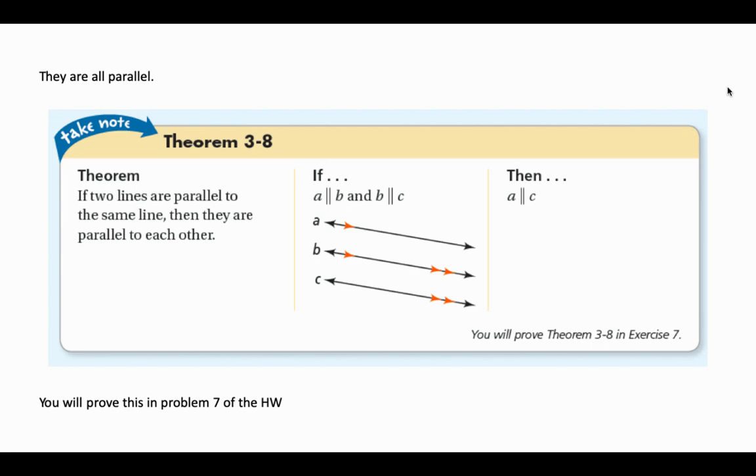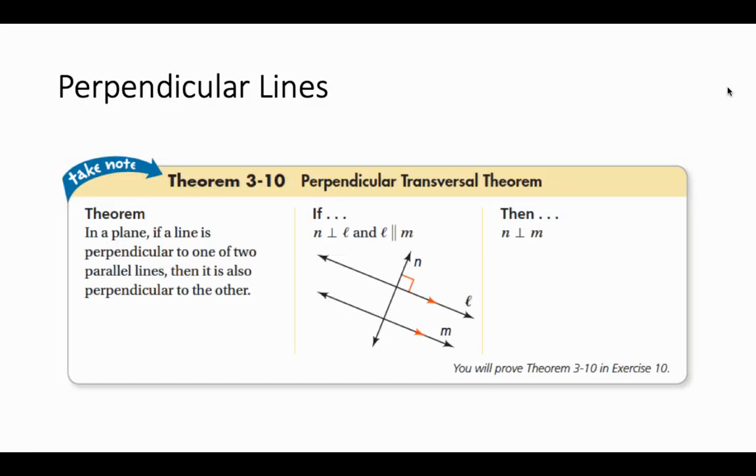The next theorem, which you have to prove, is that in a plane, if a line is perpendicular to one of two parallel lines, then it's perpendicular to the other. We can see in the diagram that L and M are parallel, and we have this line N cutting through them. N is perpendicular to L. What is its relationship to M? And you would say, okay, N is also perpendicular to M.